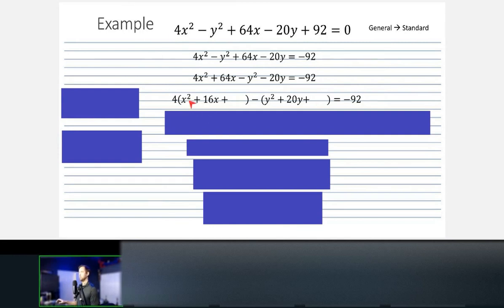So we pulled out the 4, and to verify, 4 times x squared is 4x squared. 4 times 16 is 64x. And then leave some space because we're going to fill a number in here. And then for the y stuff, do not forget this. This is important. Remember, we are grouping, and we have to factor out this negative.